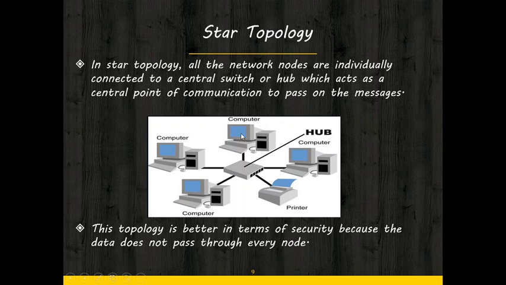Now here, suppose this computer wants to send data to this computer, then it must first send the data to the central node. Now it is the responsibility of this central node to forward the data to the intended recipient. Unlike in bus topology, here only the intended recipient will get the data. Other nodes will not get the data. So this topology is much more secure than the bus topology.